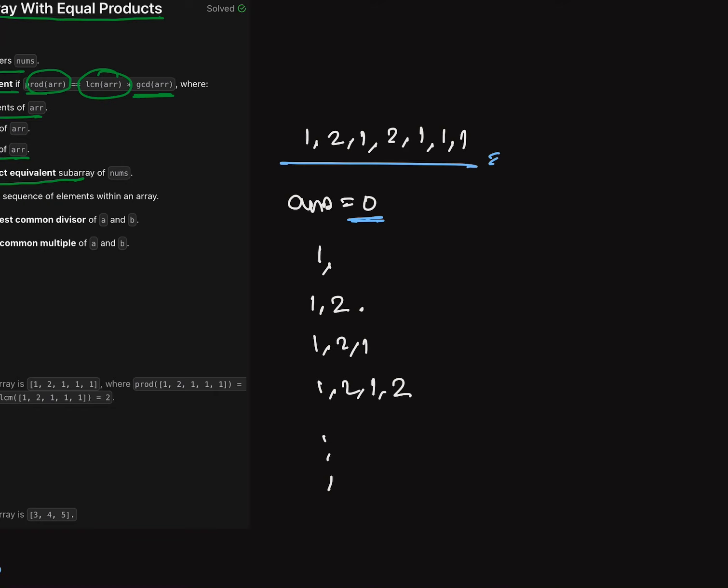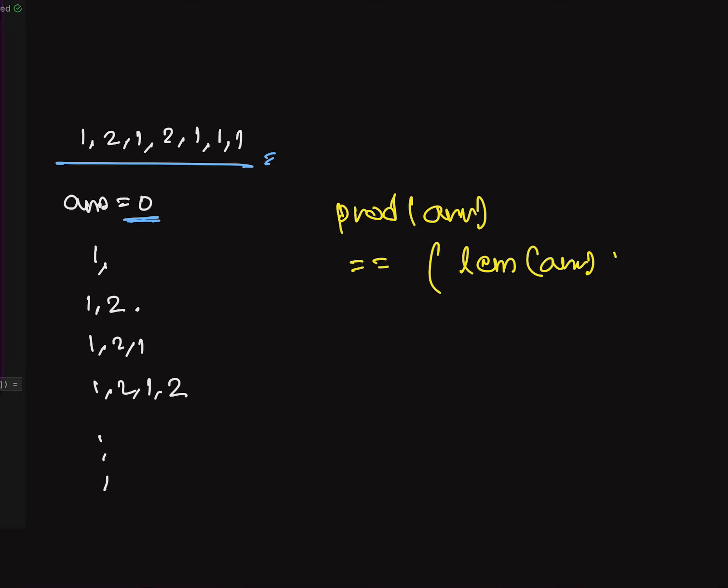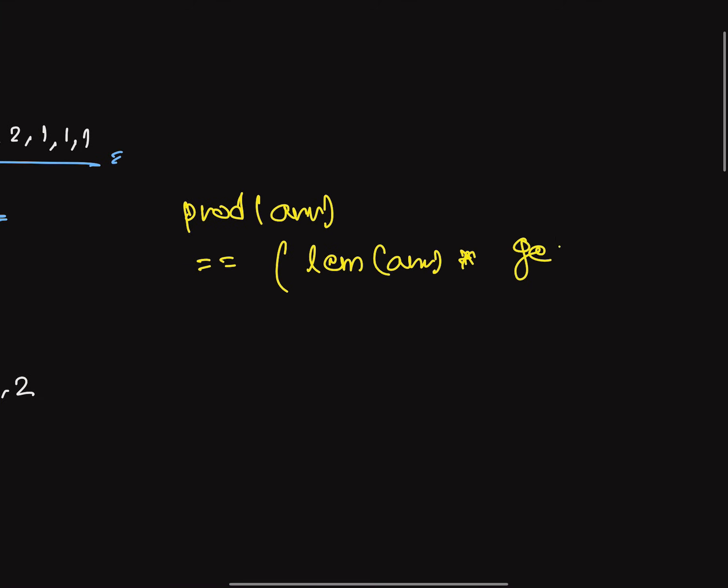Now for each subarray we will check whether the current subarray is product equivalent or not. How can you check? We multiply all the elements present in that subarray, and we also take the GCD and the LCM. Then we check whether the product of the array is equal to the LCM of the array into the GCD value of the array. If it is equal, that means this subarray is a product equivalent array.